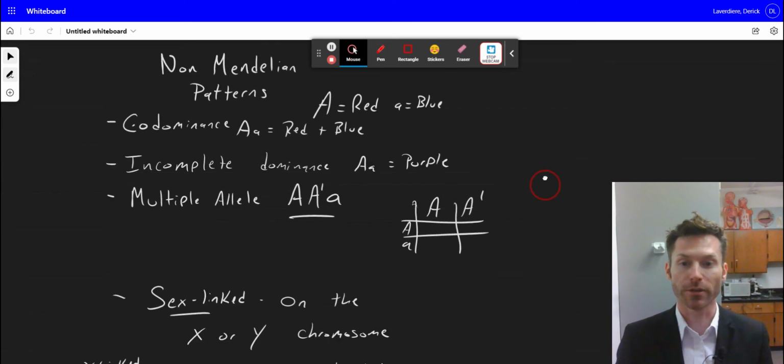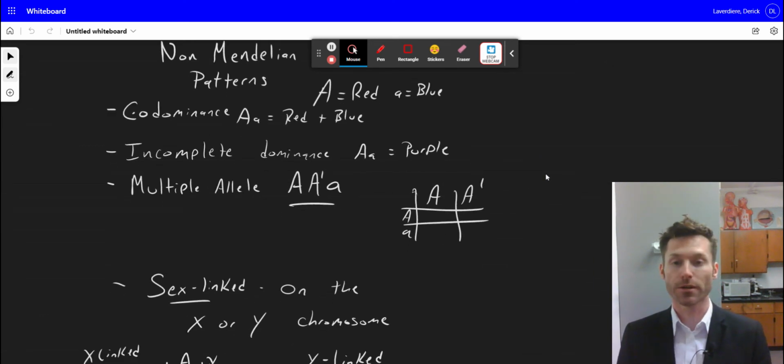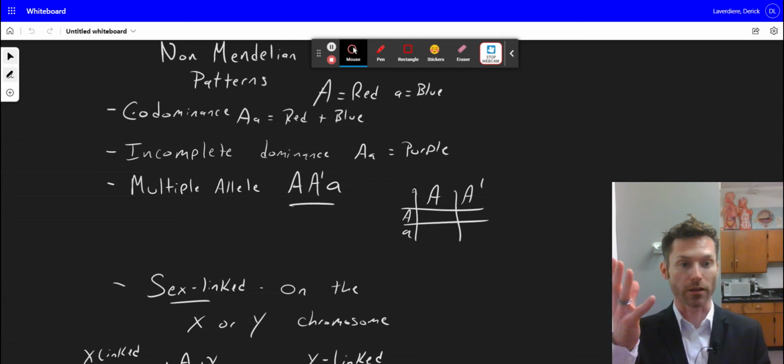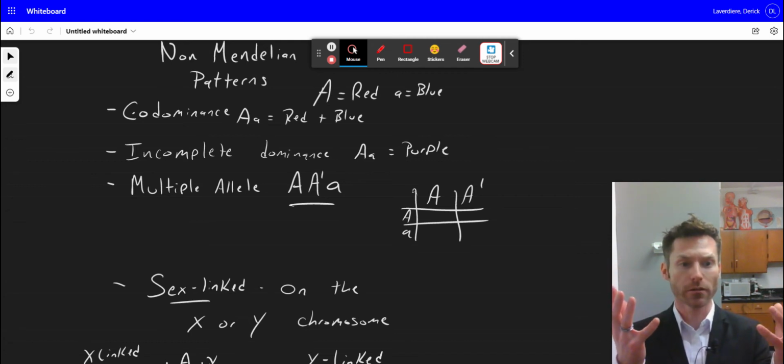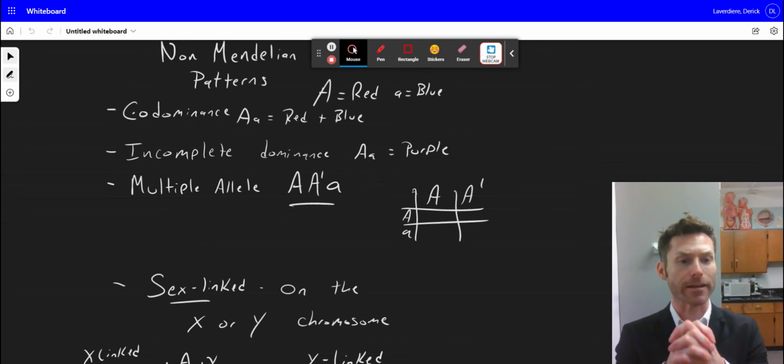Incomplete dominance is a very similar situation, but instead of seeing them together, they blend. So in a heterozygous organism, if the first allele is blue and the second allele is red, my heterozygous organism is going to be purple. It's a blend.